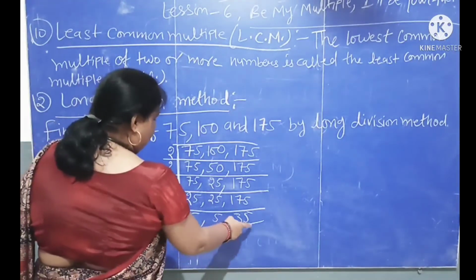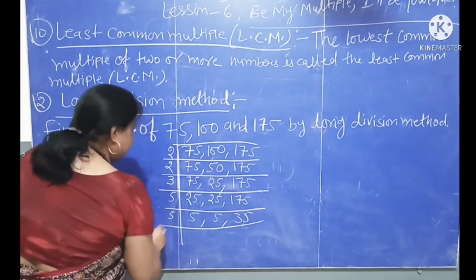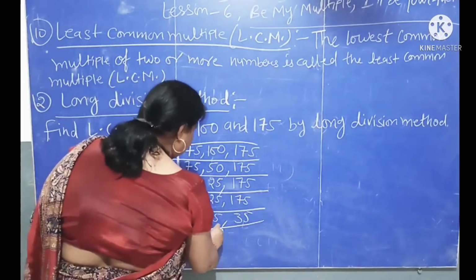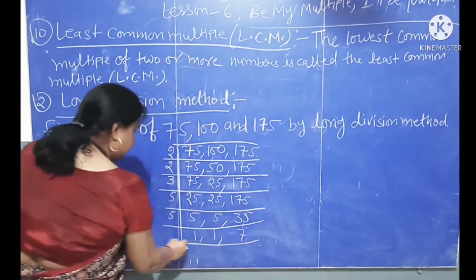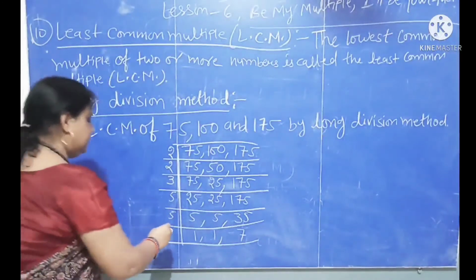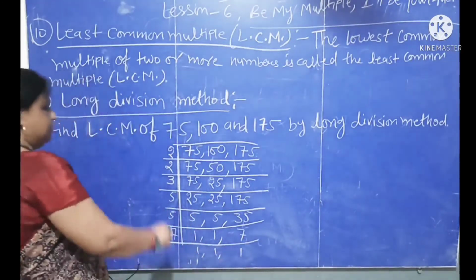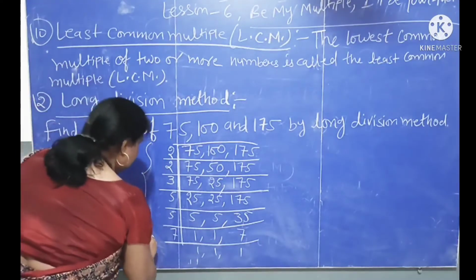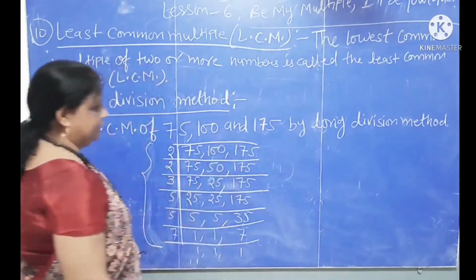So these numbers are divisible by 5, so we take 5 again as a divisor. 5 1s are 5, 5 1s are 5, and 5 7s are 35. Here is 7. So we take next prime number 7. 1, 1 and 1. So these are prime factors of 75, 100 and 175.